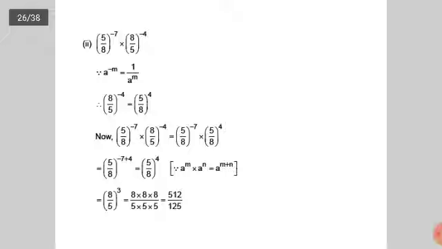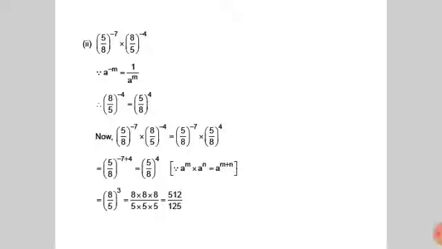5 by 8 the whole power minus 7 into 8 by 5 the whole power minus 4. So a power minus m equals 1 by a power m. So minus 7, by the negative law of exponents, convert to the positive. So 8 by 5 the whole power minus 4 equals 5 by 8 the whole power 4. 5 by 8 the whole power minus 7 converts into 8 by 5.